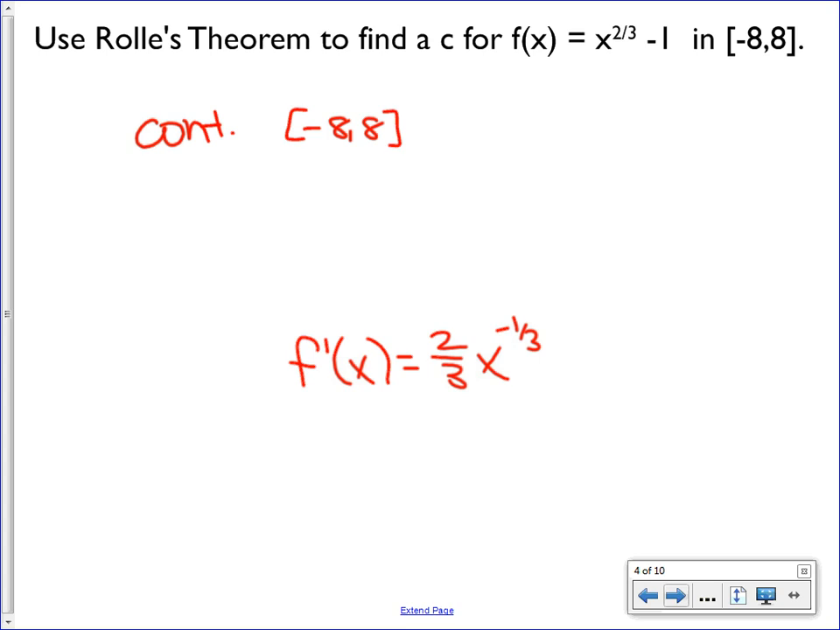So since we are not differentiable at 0, we cannot apply Rolle's theorem because 0 is in the interval we're wanting to work with. If we were in the interval 1 to 8, not a problem. -8 to 8, problem. But if we were on the closed interval of 0 to 8, would that still work? That would be okay because it would be differentiable on the open interval. Everyone understand that question? Yeah. Okay.